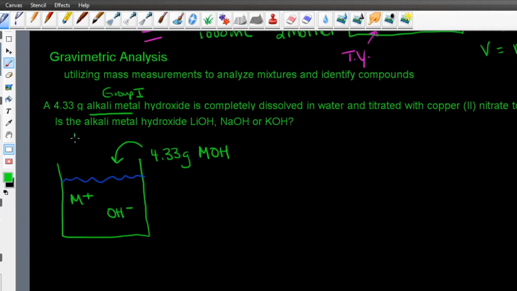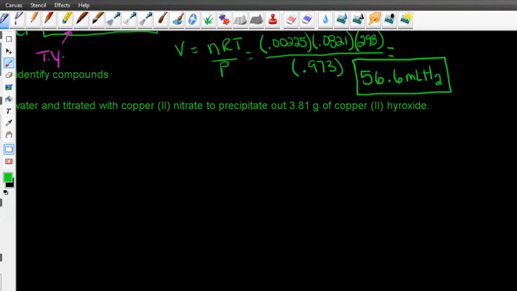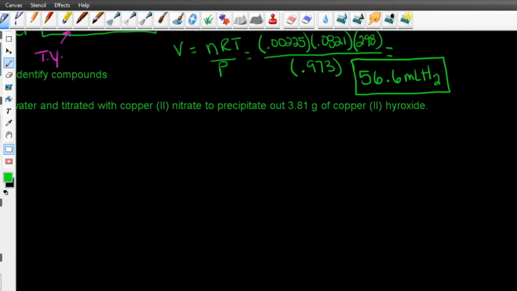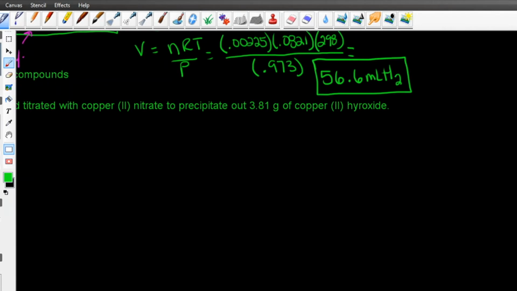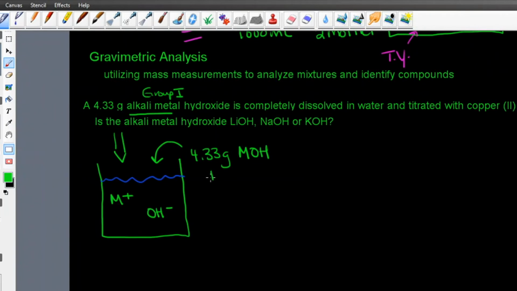So I'm going to add using a burette. My scale is pretty terrible here. I'm going to titrate this sample with copper(II) nitrate in order to precipitate out copper(II) hydroxide. So I'm basically going to add to this some copper nitrate.